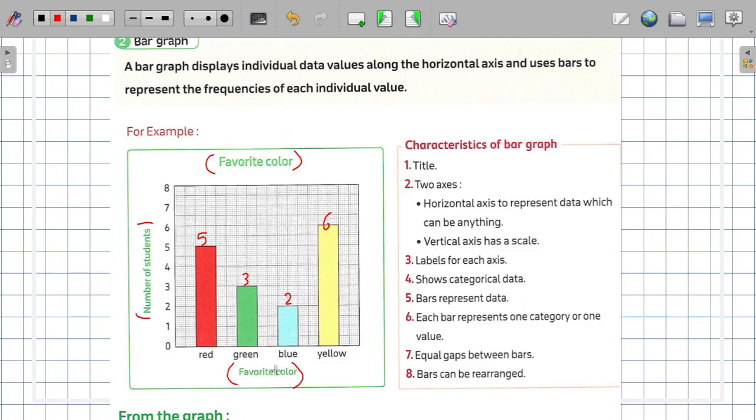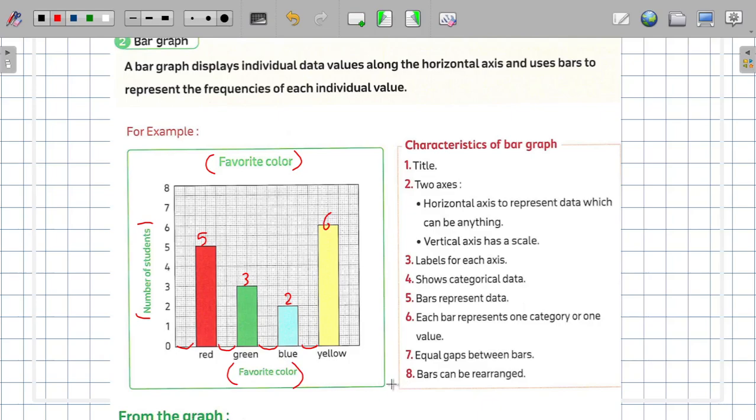Okay. After that, we can say that we have gaps between parts. So I have here one unit, here I have 1 unit, here I have 1 unit, here I have 1 unit, okay? So I have gaps or equal gaps between parts, okay?